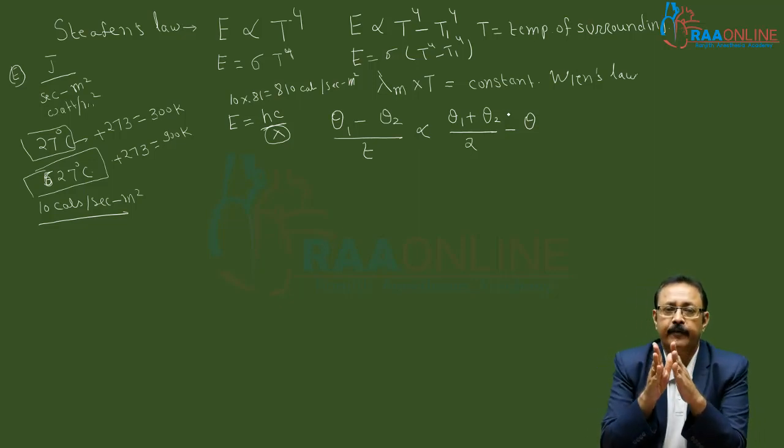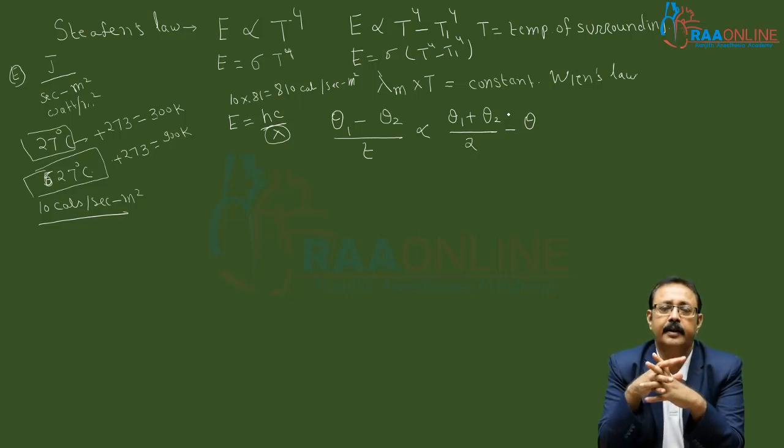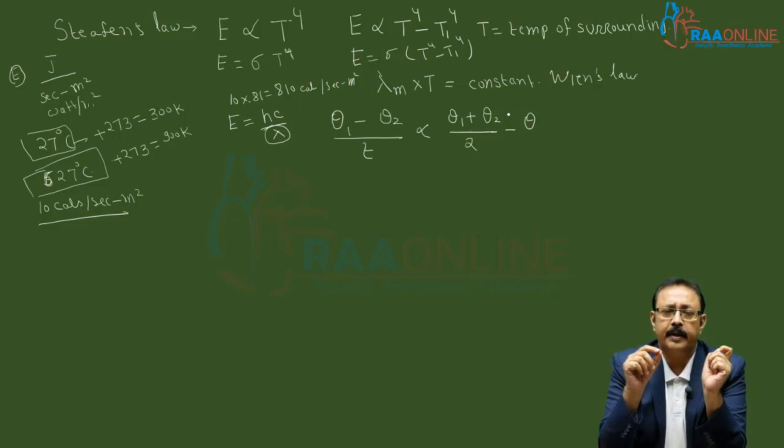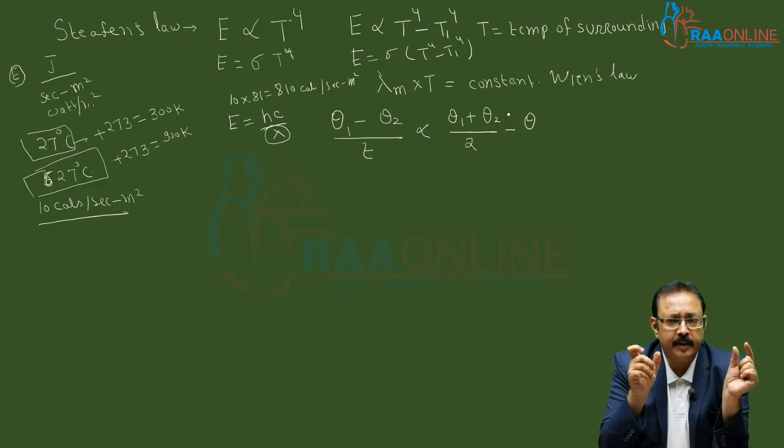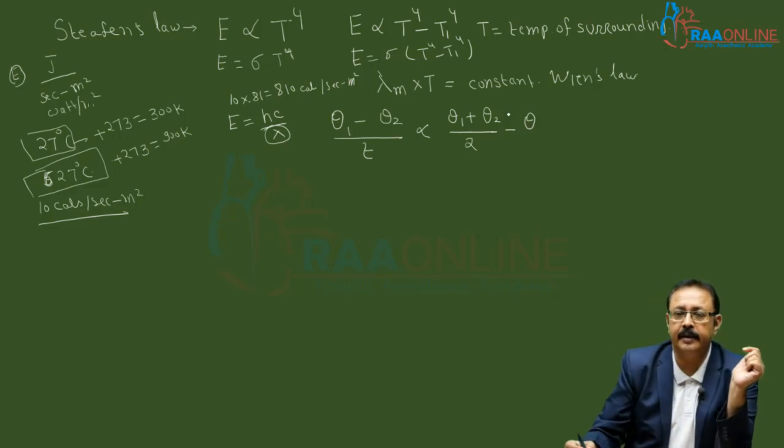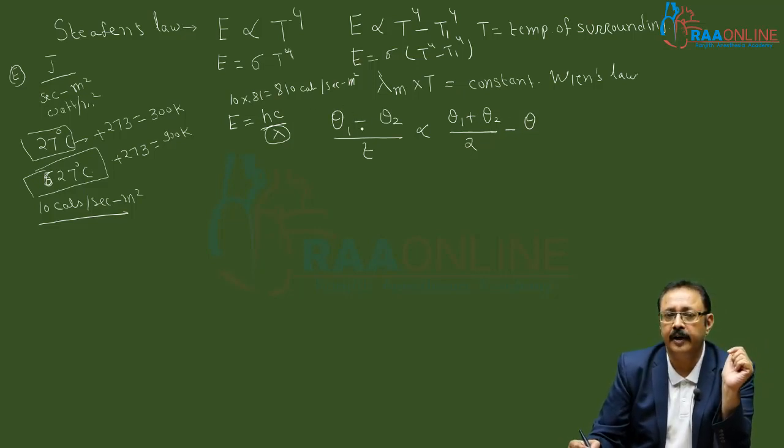It means if the surroundings' temperature is 30 degrees and the object's temperature is 60 degrees, then when it cools down, 60 to 50, 50 to 40, 40 to 30, as the temperature is going down, this term is decreasing. If this term decreases, the rate of cooling will decrease. It means when an object is in the process of cooling, the rate of cooling will decrease.